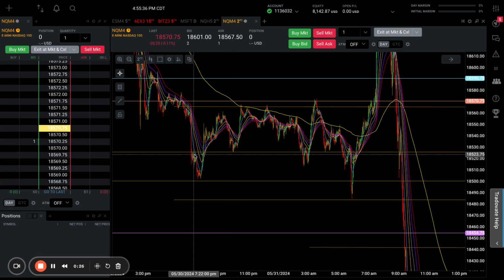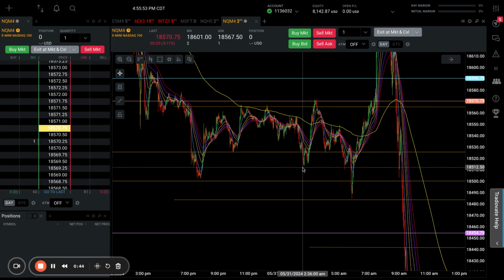This one has 1, 2, 3, 4, 5, 6, 7, 8. About 8 times it topped or bottomed out here. So this is why I'd put a line here. This is a key level.